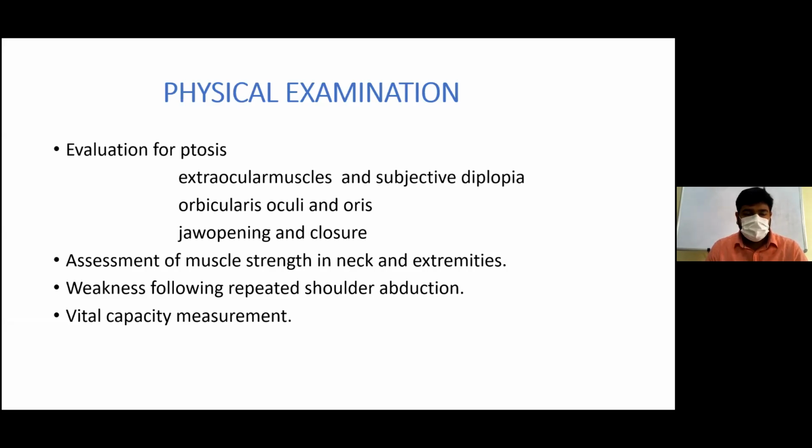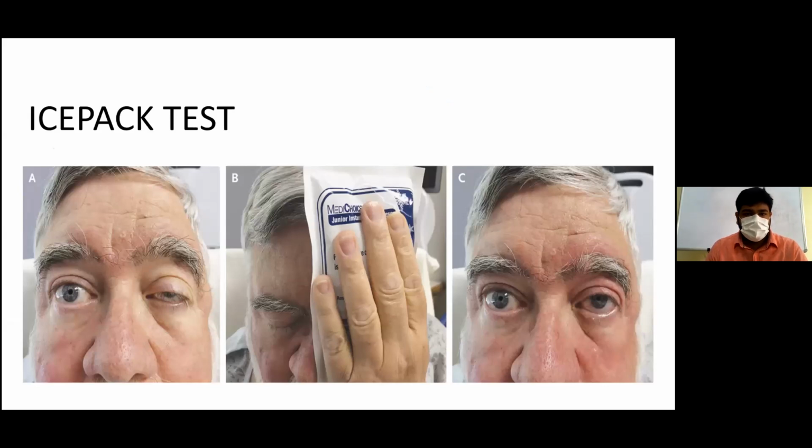Coming to the ice pack test. If the patient has ptosis, when an ice pack is kept on the ptotic eyelid, there is an improvement in the degree of ptosis. This is due to less depletion of the acetylcholine receptor in cold conditions and reduced activity of the acetylcholinesterase. Here you can see that the person has a ptotic left eyelid. When an ice pack is kept on the left eyelid, there is an improvement in the degree of ptosis.